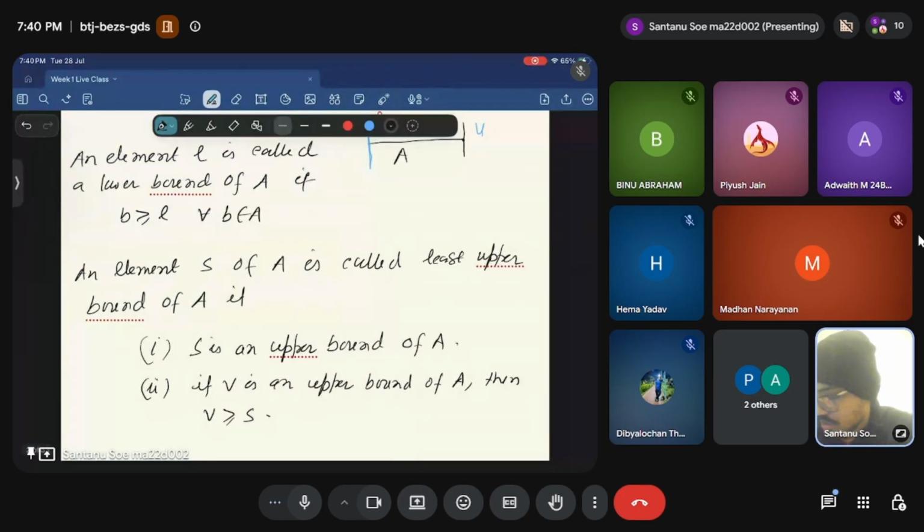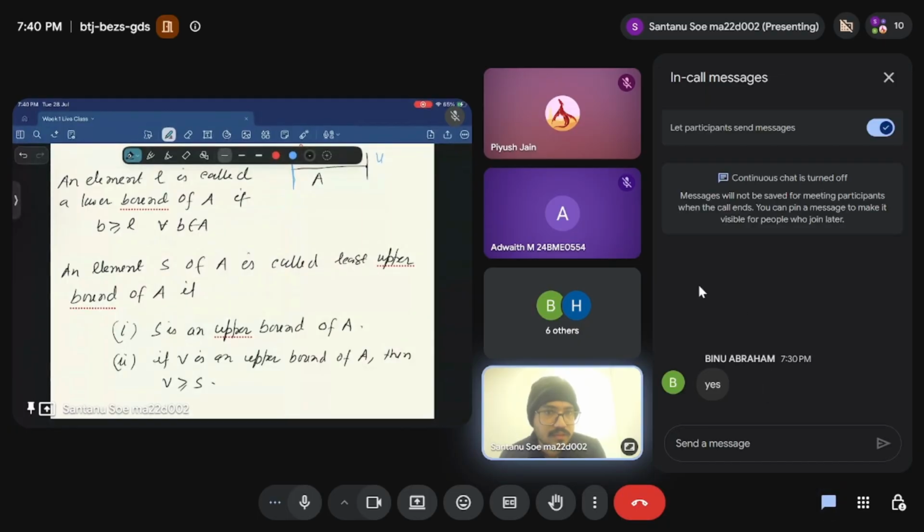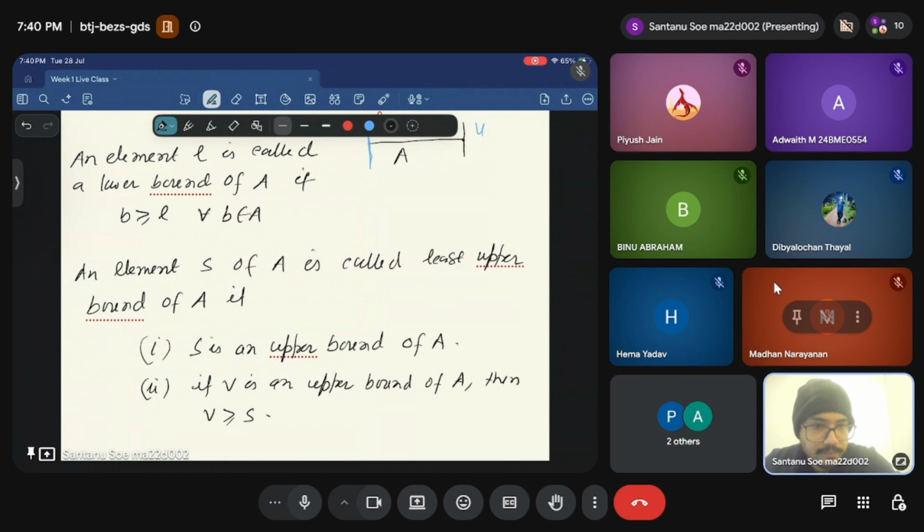Only then I'm going to go to the greatest lower bound definition, because this has to be clear first. Understanding definitions is very, very important, otherwise you won't be able to solve questions in the assignments. Is it clear first of all to everyone? If you have any doubts, you can ask me here right now live, otherwise you won't have the opportunity again. Any doubt, anyone? Otherwise I'll move on to the next definition. Okay, then I hope you have all understood this definition.